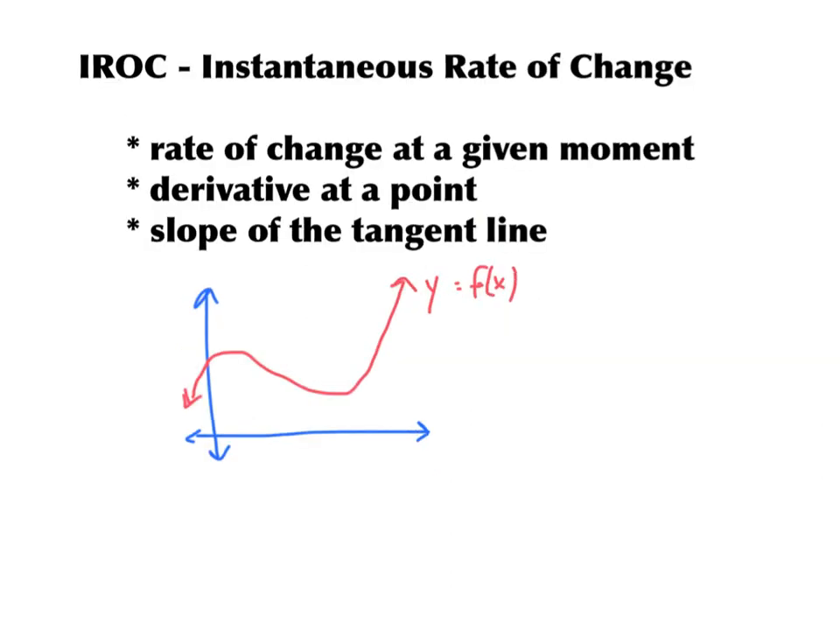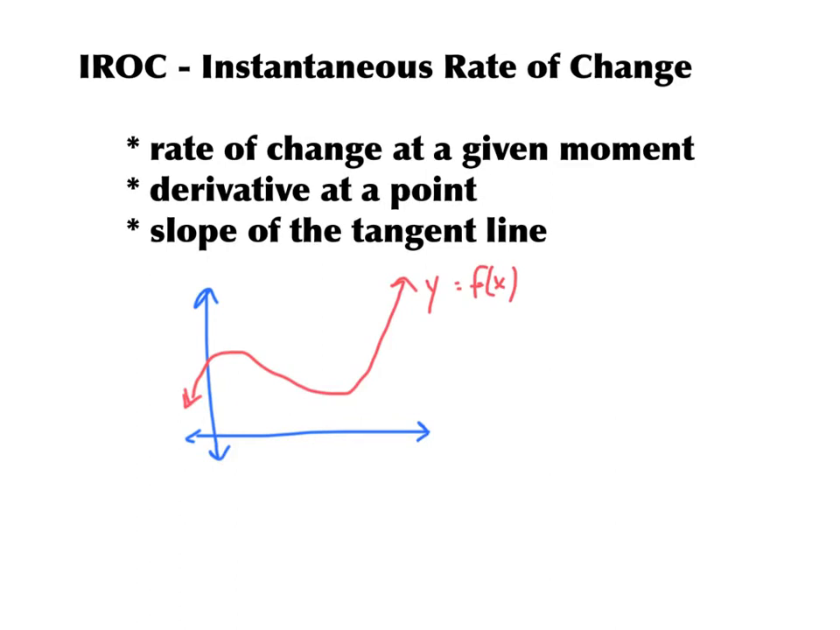The second kind of rate of change that we're going to talk about is IROC. That's instantaneous rate of change. That's the rate of change at any given moment, at any instant. It's a derivative at a point. It's the slope of the tangent line.